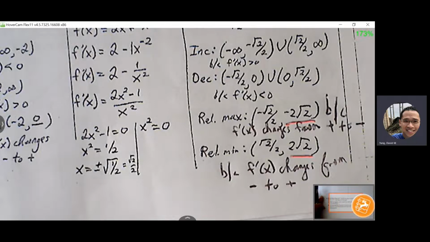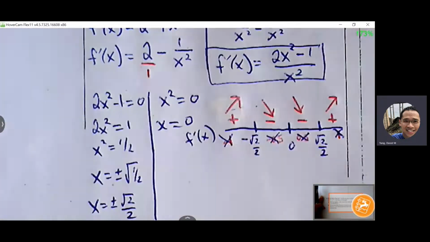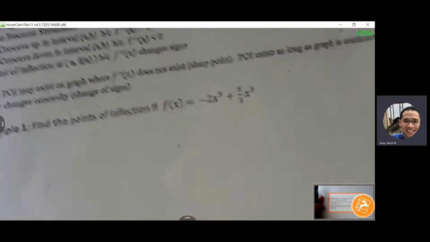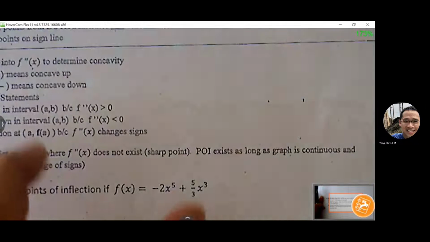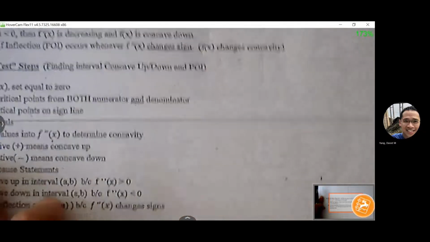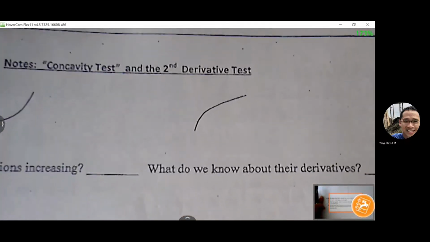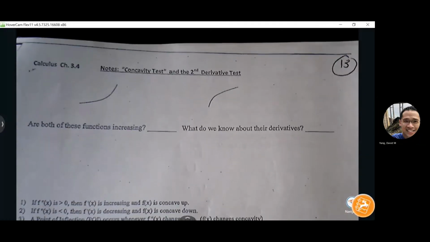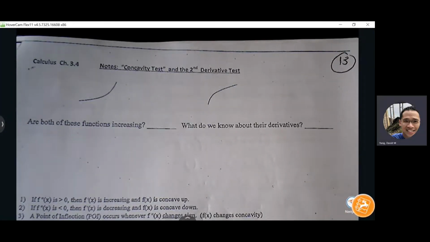Okay, good. Any questions? Okay, all right, let's move on to today's lesson, which is test for concavity. Page 13.